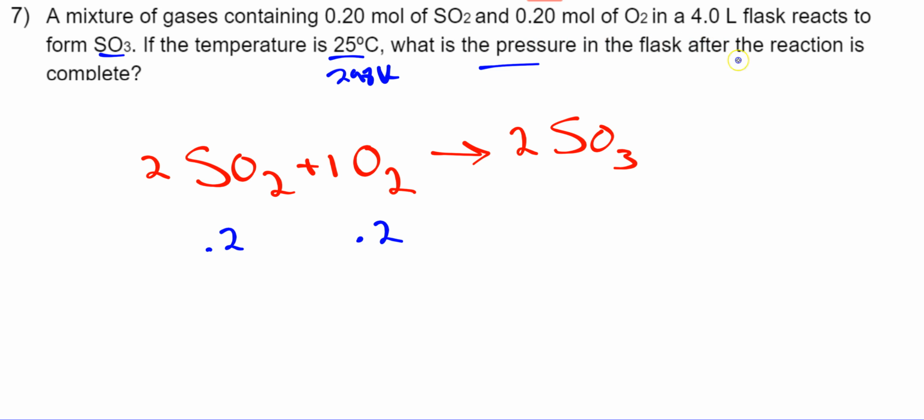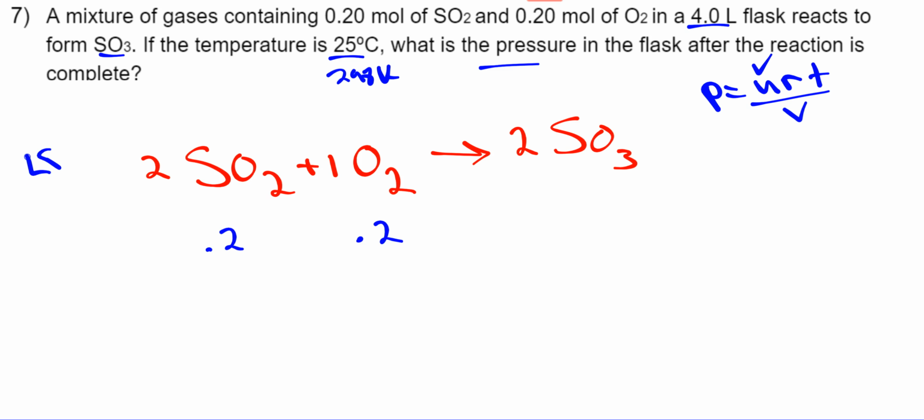It wants to solve for pressure, so pressure equals nRT over V. And here we go. We have to find the number of moles, and the volume is given to me, so it's just finding n. What I did here is I wrote that we had 0.2 of both of these to start.